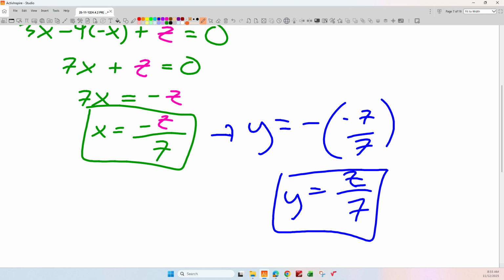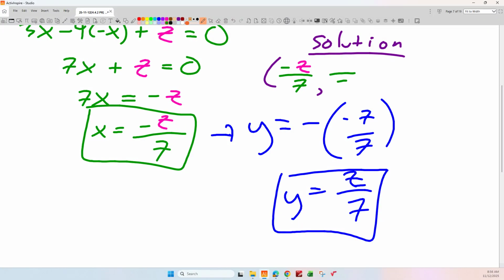So I could write my solution as the ordered triple negative z over 7, positive z over 7 is my y value, z.